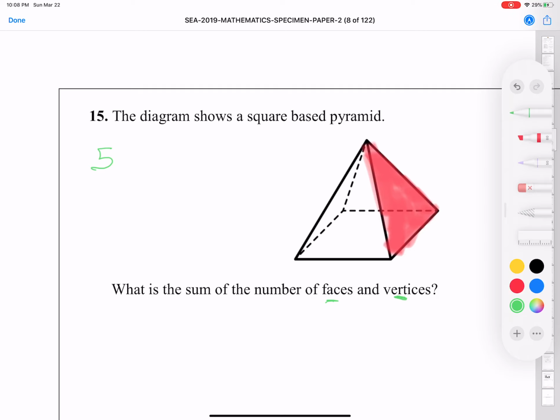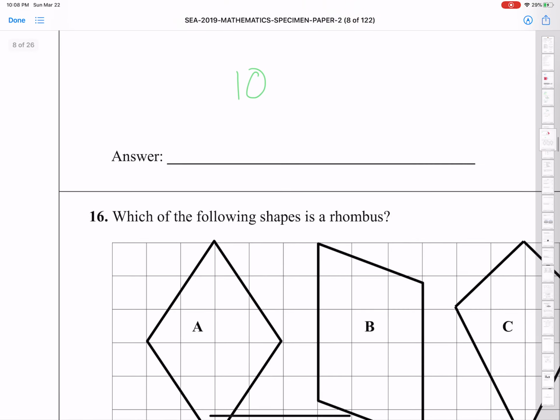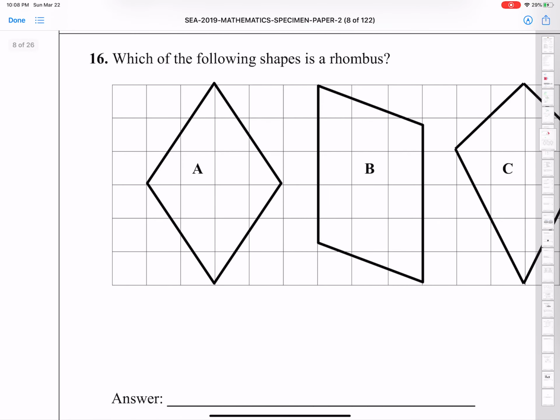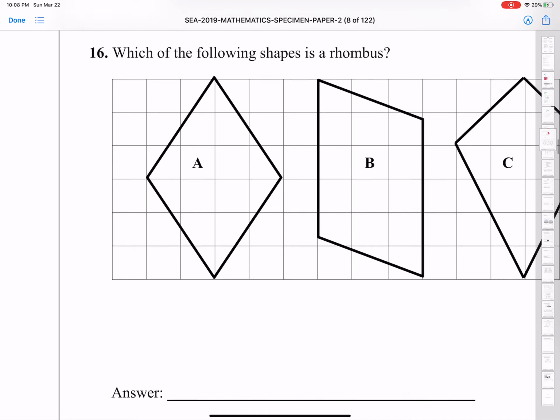The vertices are the points. Let's look at them. Vertex 1, vertex 2, vertex 3, vertex 4, vertex 5. So we have five faces and five vertices. You were asked for the sum, so you add 5 and 5, and you get 10. Moving along, number 16. Which of the following shapes is a rhombus? Please learn your polygons, because many children are getting them wrong.